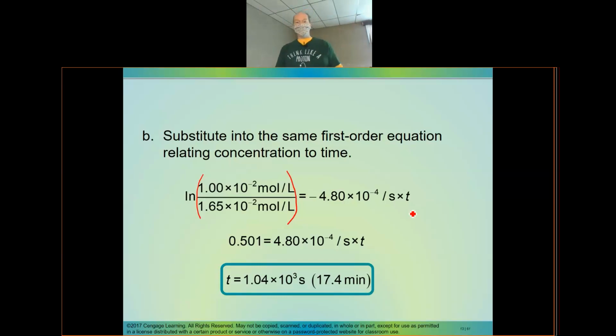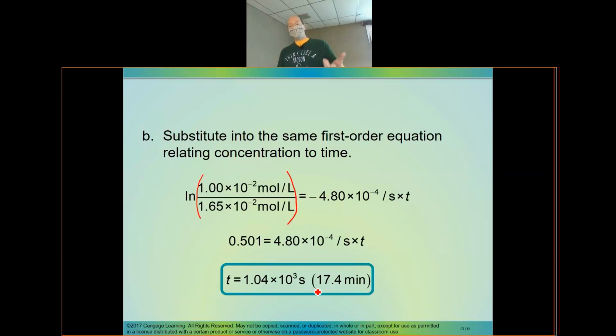But if not, make sure you put it in. All right, and so you have your 1,040 seconds. With 3 sig figs, you would put it in scientific notation: 1.04 times 10 to the third seconds.